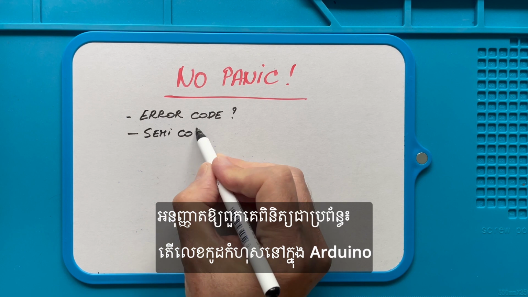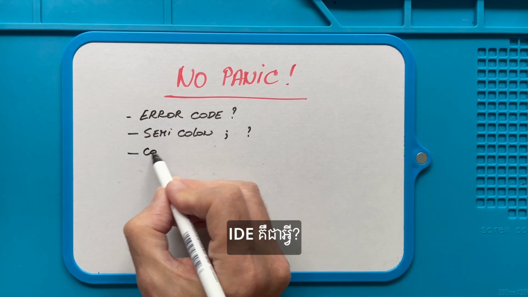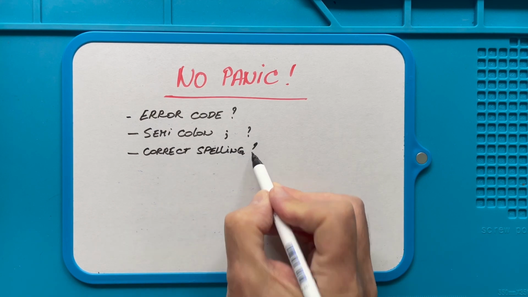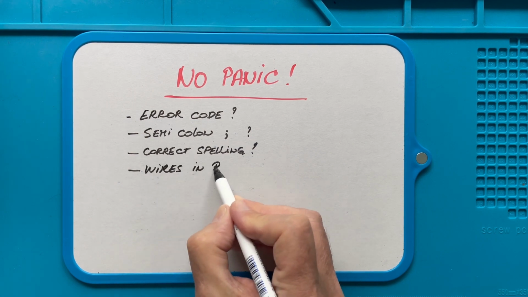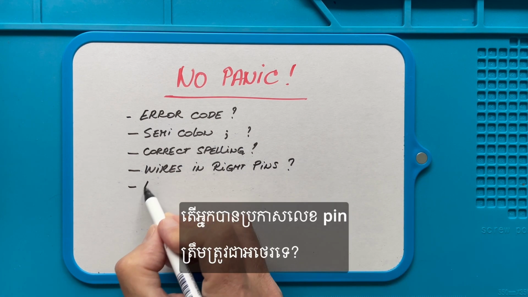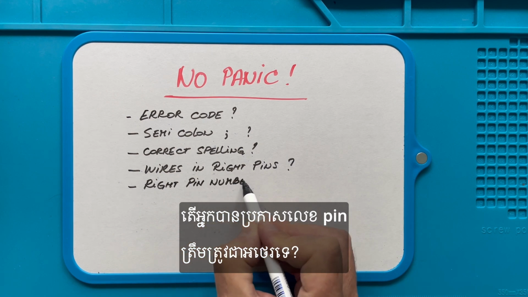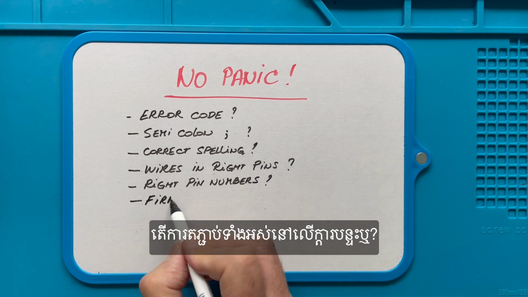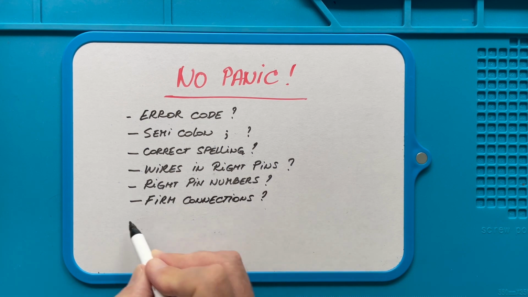Let them systematically check what was the error code in the Arduino IDE. Did you end all commands with a semicolon? Did you type all commands correctly? Did you put the wires in the right pin? Did you declare the right pin numbers as variables? Are all connections on the breadboard firm? Are none of the LEDs or resistors broken?